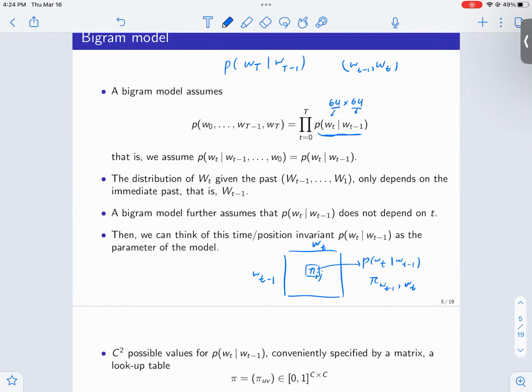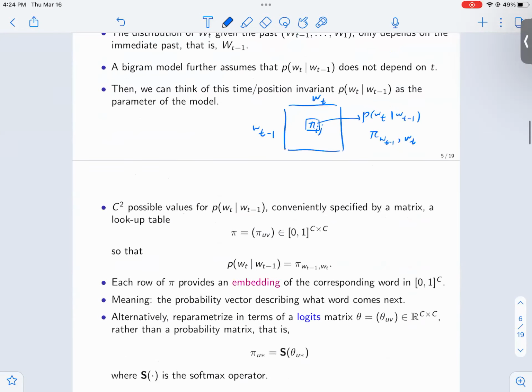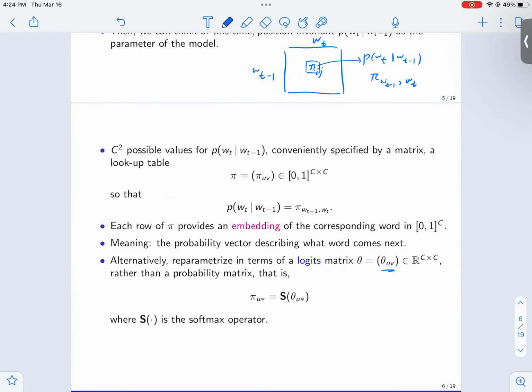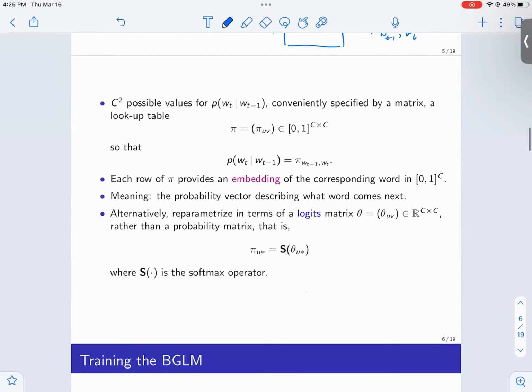So if you believe that, then you can write it like that. Or instead of probabilities, I can work with logits. You can think of another matrix, which is real valued, whereas this one is 0, 1 valued, in [0,1]^(C times C). Oh, sorry. Okay, let me show you what this is.